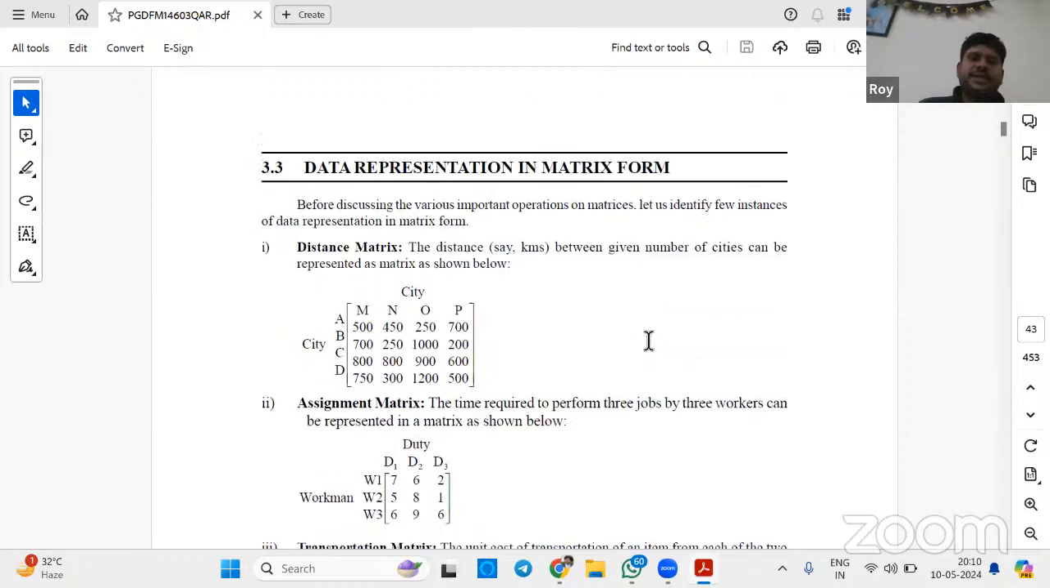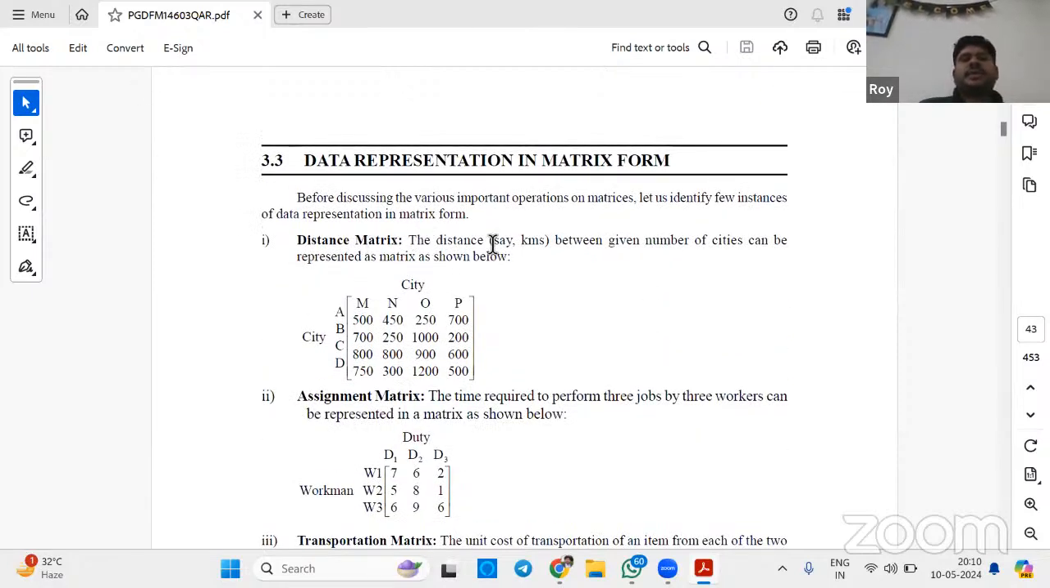Now let us say the distance matrix, say in kilometers, between a given number of cities can be represented as a matrix as shown below. See, these are the cities M, O and P. Let us say the last row, let me take it. The distance between O city to D city, can someone tell? 1200. Very good. 1200, right? The straight column, the straight row. The distance between P and D, 500. Right, see, when we are representing the data in a matrix, this is how we will represent it.